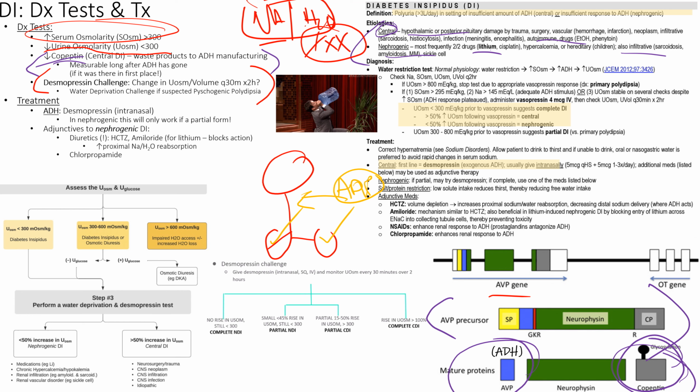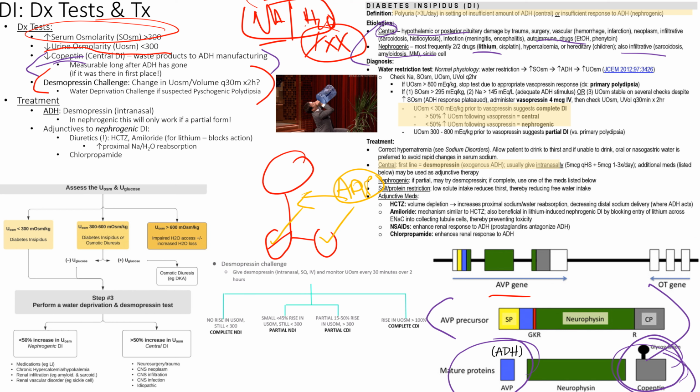If I give ADH and the kidneys respond to it, I should have a decreased urine output because ADH is working. If I have nephrogenic DI, then I give ADH, it doesn't work. I'm still going to have polyuria. I might have a little bit of response, right? There might be still some nephrons that are going to stay in the line, and they're still going to work a little bit, right?